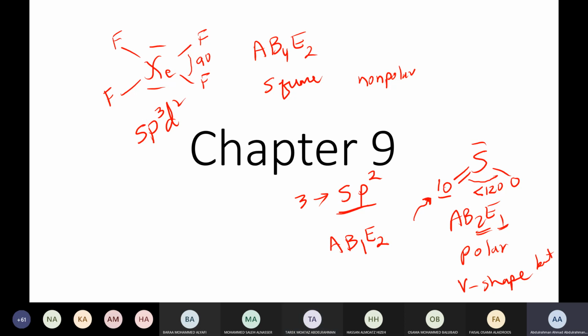SP2. Why? Because it's 3 total. 1 plus 2 is equal to 3, and 3 is SP2. Very good.